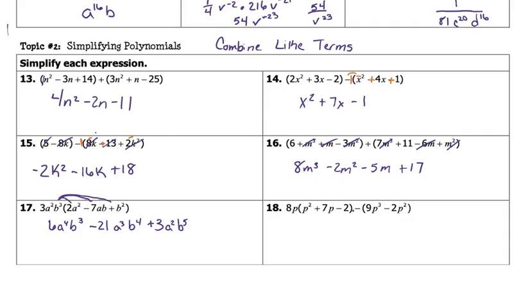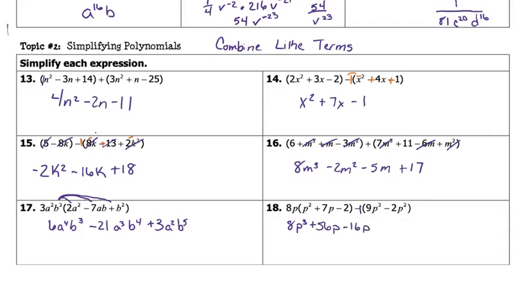All right. Number 18. Well, number 18, I see I have parentheses, and I need to distribute. I also have this negative, which means I have a negative 1, which also needs to distribute. So let's start there. 8p times p squared is 8p to the third. 8p times 7p is 56p. 8p times negative 2 is negative 16p.